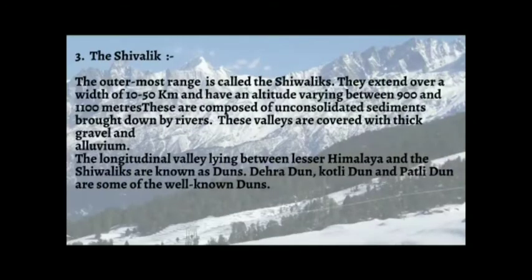Now we will talk about the third layer. The outermost range is called Shivaliks. They extend over a width of 10 to 50 kilometers and have an altitude varying between 900 and 1100 meters. Means they are not very high like the Lesser Himalayas and Inner Himalayas. Their height is less than them. These are composed of unconsolidated sediments brought down by rivers.